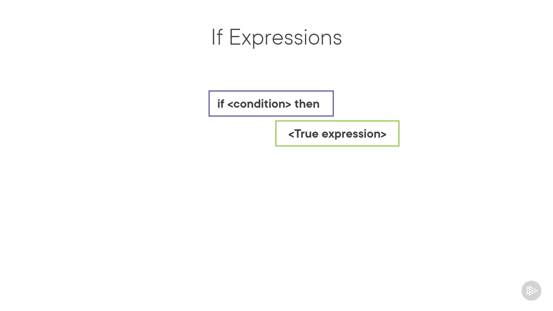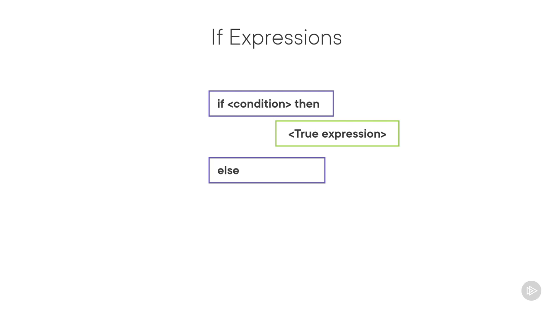To implement business logic, we need to use conditions. Here is how if expressions work in Elm. The syntax uses if, a Boolean condition, and then. If the condition is true, then execution goes to the corresponding true expression, which must return something. Unlike other programming languages, the else clause is mandatory.